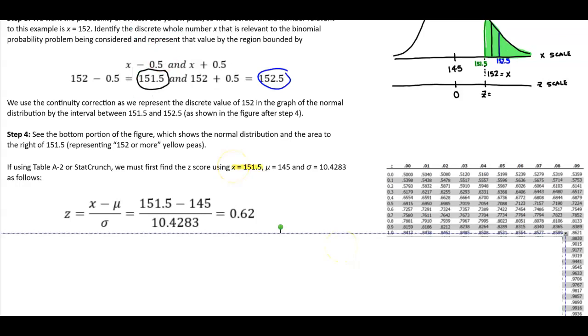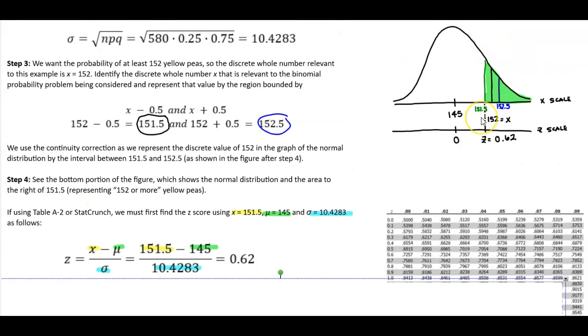The value of x is 151.5, the mean is 145, and the standard deviation is 10.4283. When we divide, we round to the nearest 2 decimals, which gives us 0.62. So now we can label 0.62 on our graph. We want to find the area that's to the right.